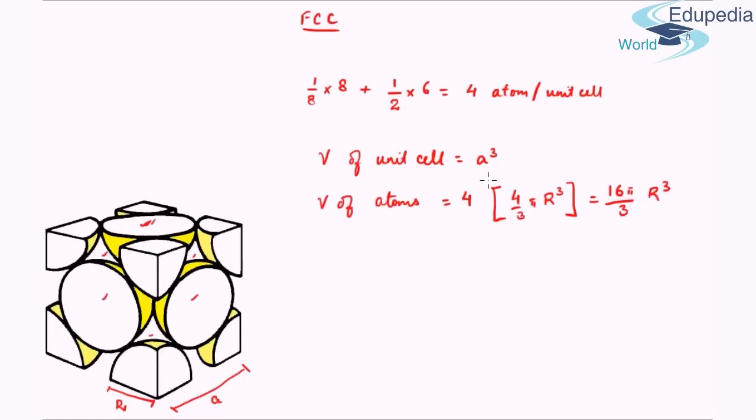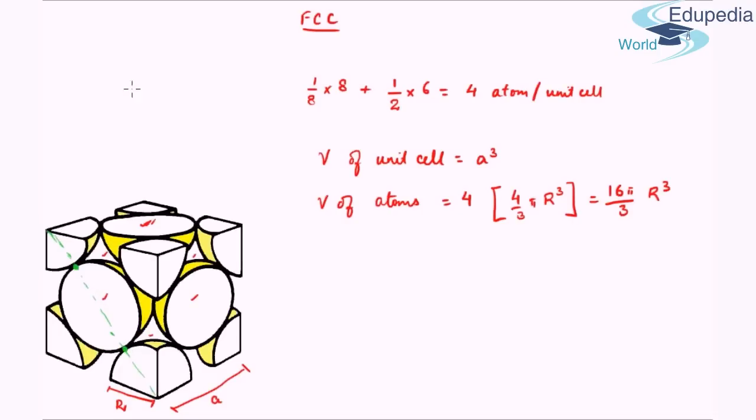Again, we need to find the relation between A and R to calculate the packing fraction. Now, which is the close pack direction? Is it this direction? No, there is a gap. Is it this direction? As it turns out, actually the face diagonal is the close pack direction, right? So let me draw it here. So this is the close pack direction, the atoms touching each other here and here. Therefore this direction length will give me the relation between A and R.